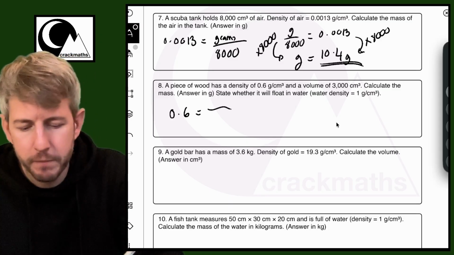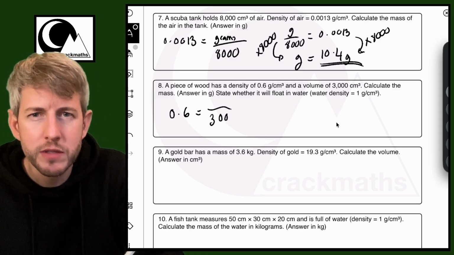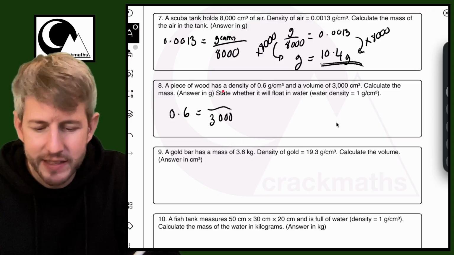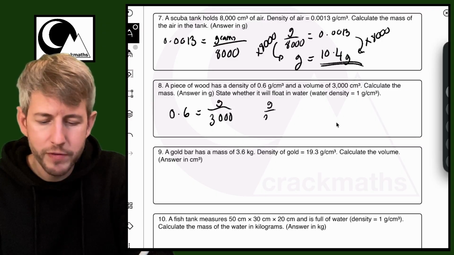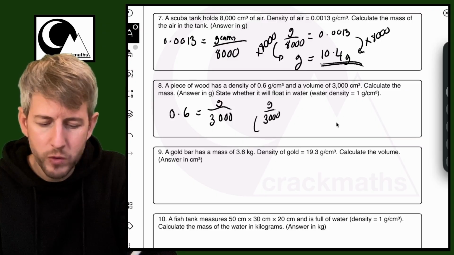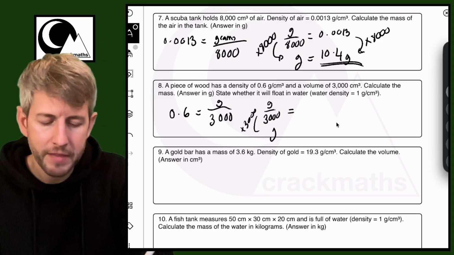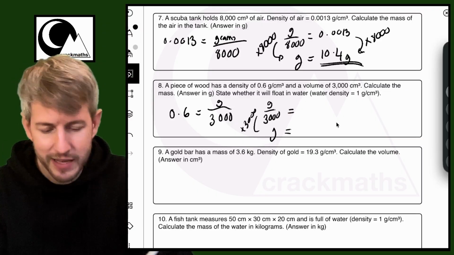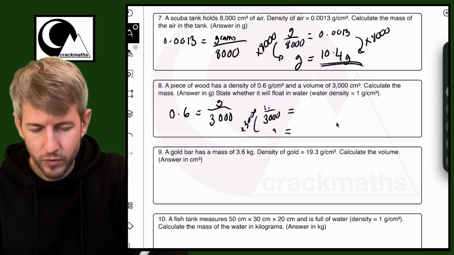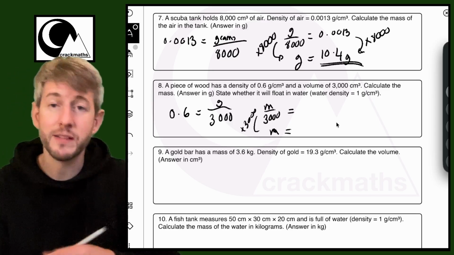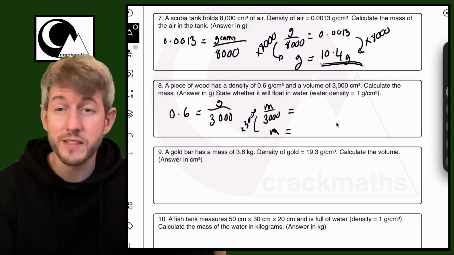We know the volume. Okay, so the volume is the 3,000. So we're calculating the mass, we're calculating the grams. Again, grams over 3,000, we have to multiply that by 3,000, so it becomes just the grams, or the mass. In fact, let's change this to an M here because they're talking about mass and that'll be clear. So mass and grams are the same thing.